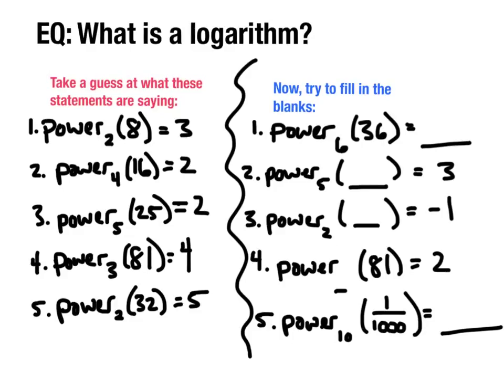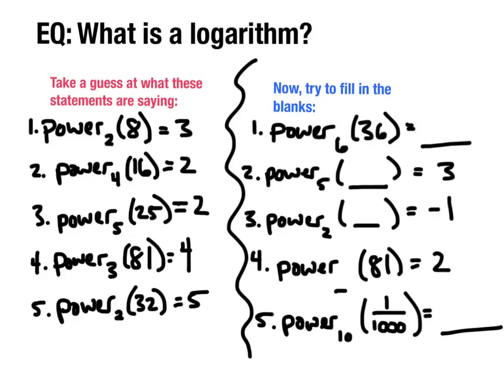Alright, so have you figured out the rule yet? If not, you should keep this video paused. Okay, hopefully now you see that this little number, 2 to the third power equals 8. 4 to the second power equals 16. And so on. 3 to the fourth power equals 81. Now I want you to try to fill in these blanks using that rule.